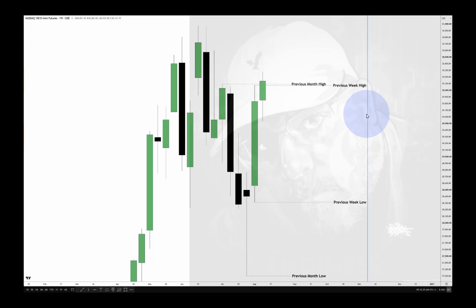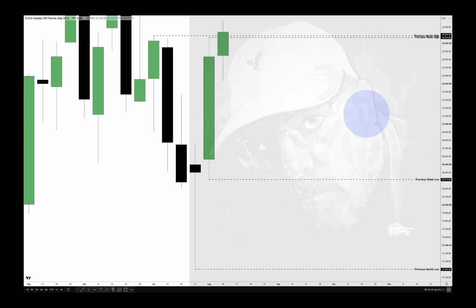So that's that. So now we're going to take our attention over to the actual futures contract for September delivery. And I already did the work for you. And there's the high for July. So that's the monthly high. And here's the monthly low for July. And then we have previous week's low and previous week's high.